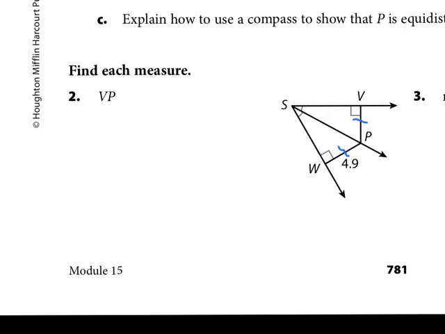So if WP is 4.9, then so is VP. And so then the answer for this problem would be 4.9. And you can type it like this.